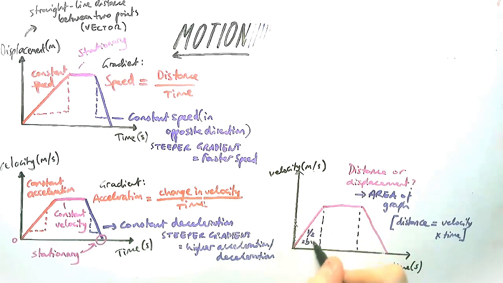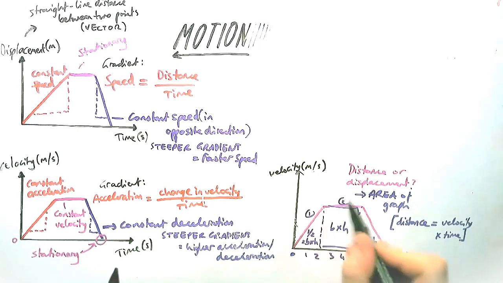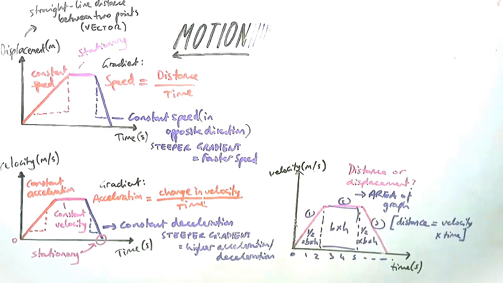So let's break this up into shapes. We've got two triangles in either end, and I've got a rectangle in the middle. So I can work out the triangles by doing half base times height, and I can work out the area of the rectangle by working out base times height. Now, obviously, there'll be numbers on the graph you'll have to work out. So generally speaking, you'd need to work out the number of boxes.